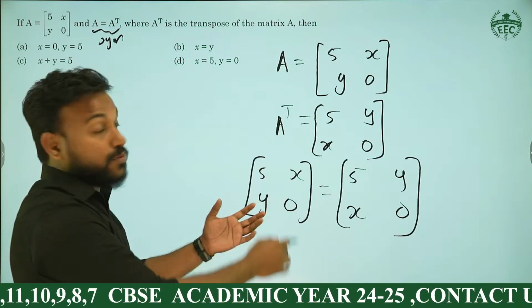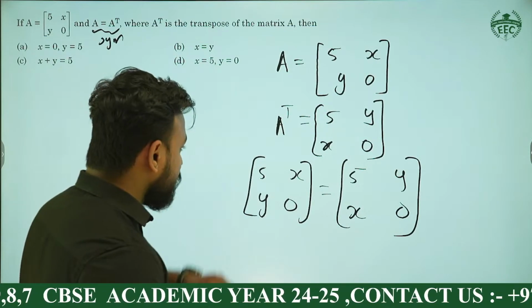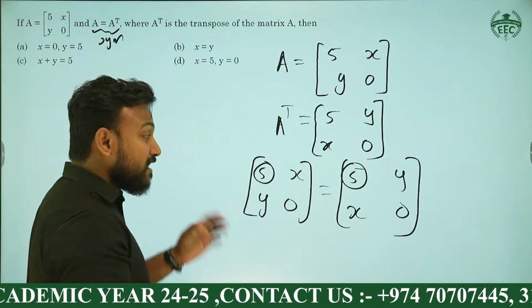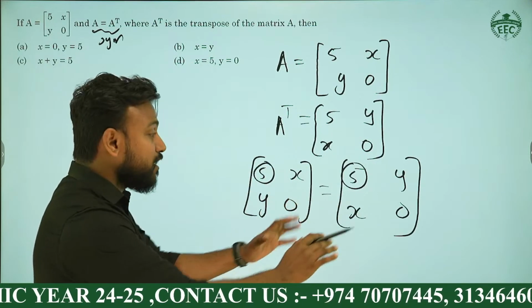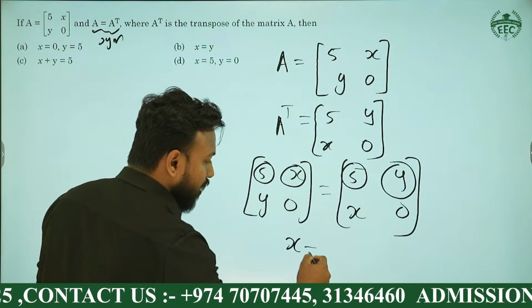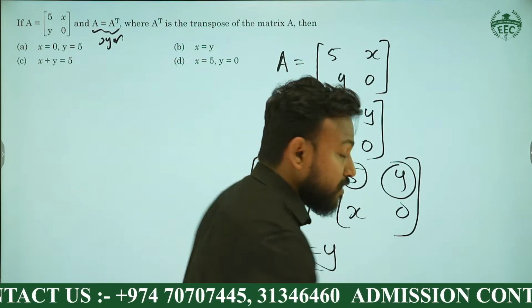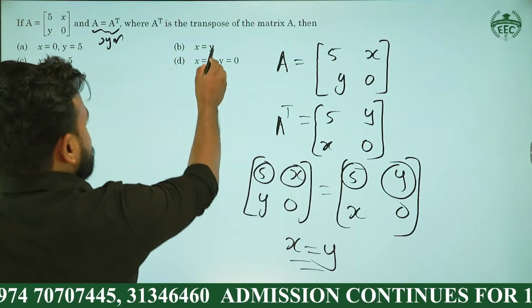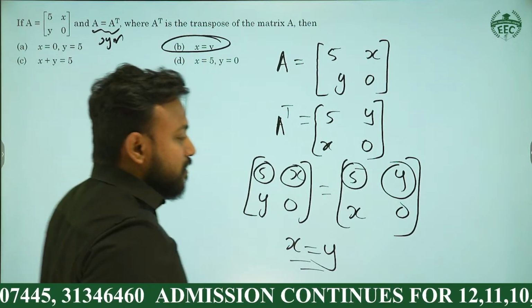Because A and A transpose are equal, they are symmetric. So what do we say? Here you can see 5 should be equal to 5. If two matrices are equal, then the corresponding elements should be equal. Here you can see x should be equal to what? y. x equal to y. So the relation between x and y is they are equal. Option B is the correct one.